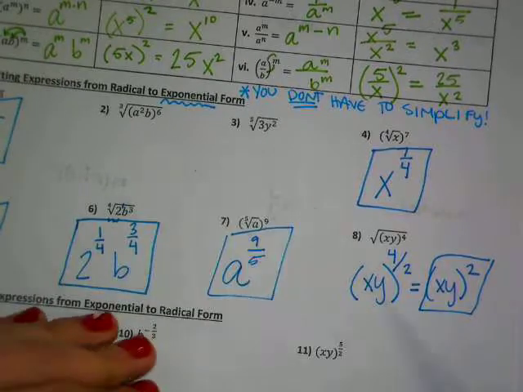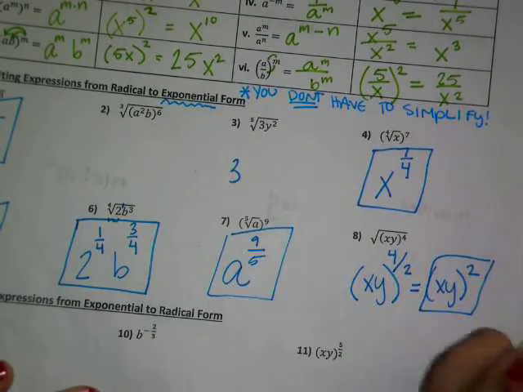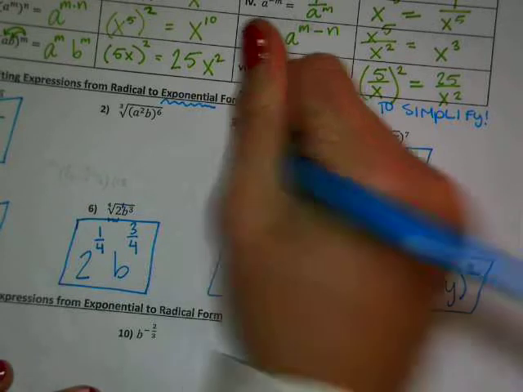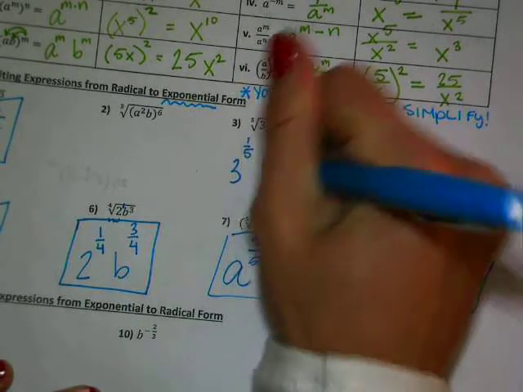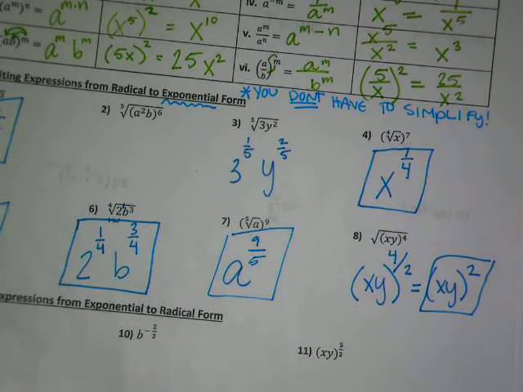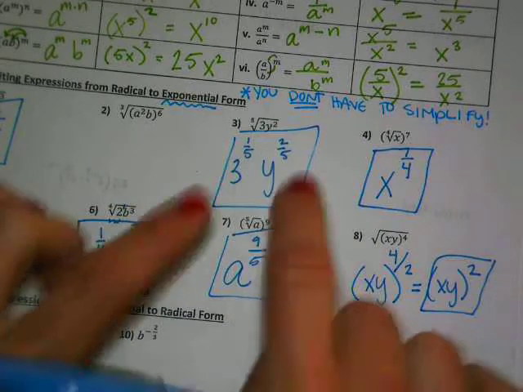Okay. Number 3 is going to be a lot like number 6. So it's going to be 3 to the 1 over 5, and y to the 2 over 5. Yep. So the 3's exponent is a 1. It's understood, that's why it's not there. And then the y has an exponent of a 2. So you would have to split those up.